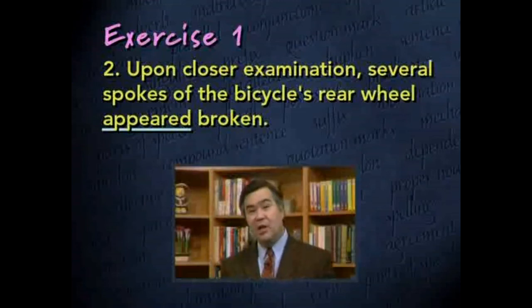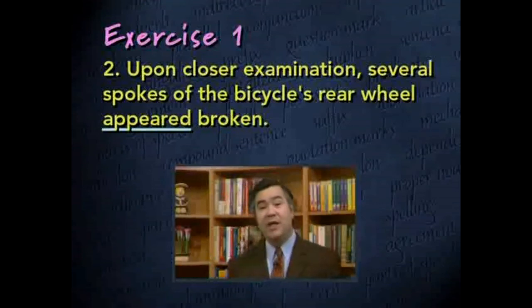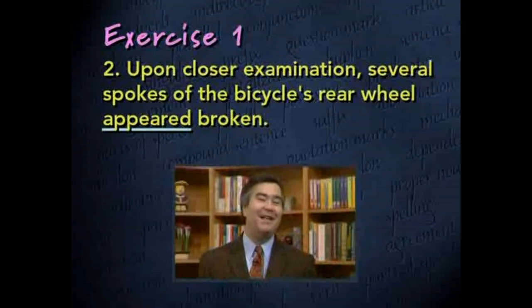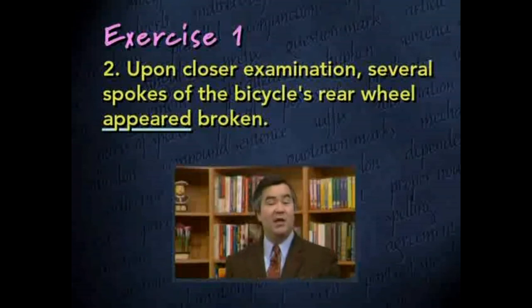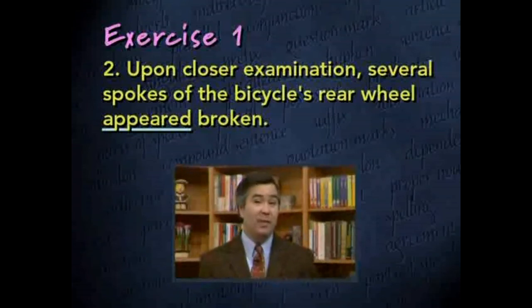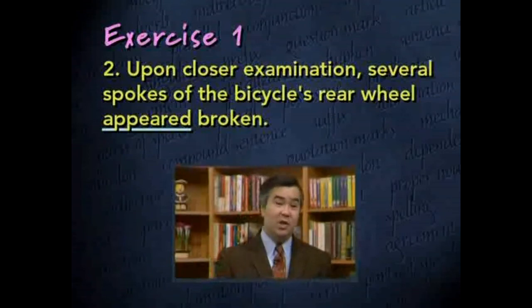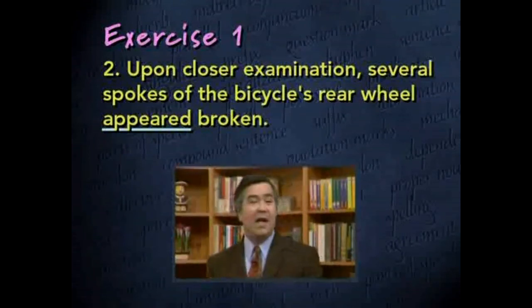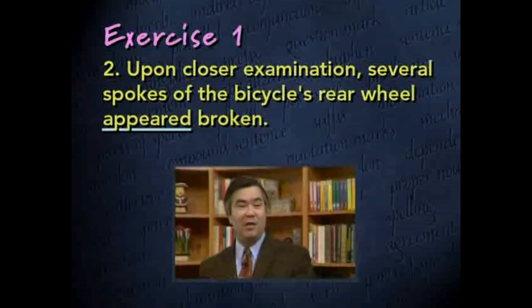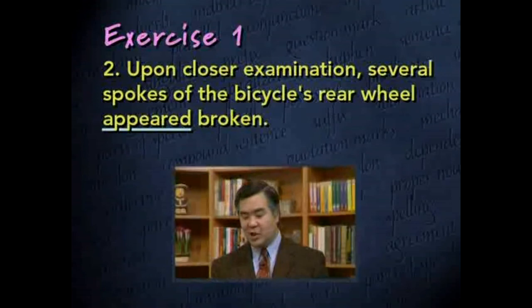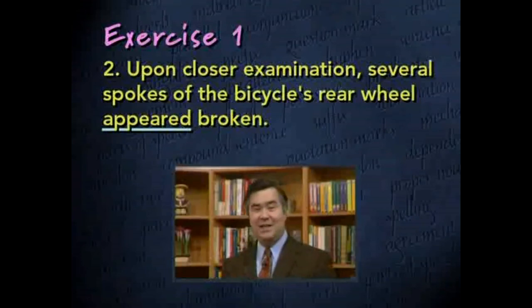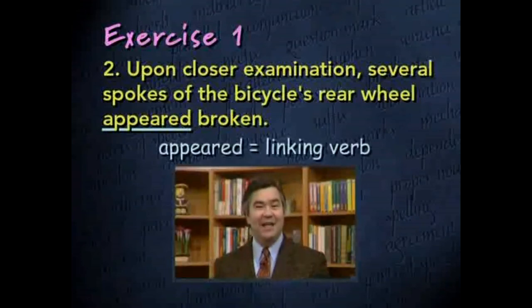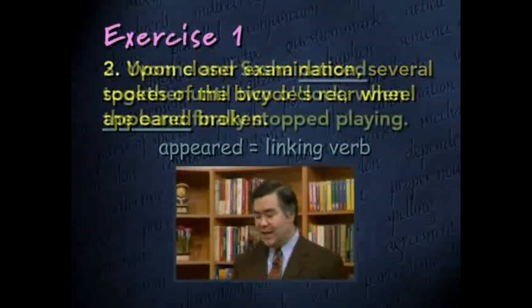Now, in this case, is appeared being used as a verb of action or a verb of being? Well, it's being used as a verb of being because it's not telling us something that the spokes did, it's telling us something that the spokes were. Namely, they were broken. The word appeared is being used almost as the equivalent of the verb to be, and the two things are being linked. The spokes, which is the subject of the verb appeared, and the word broken, which comes after the verb, those two things are being linked, and we're being told that the spokes were broken. What comes before and after the verb are being equated in this sentence, so appeared is being used as a linking verb. Our next example.